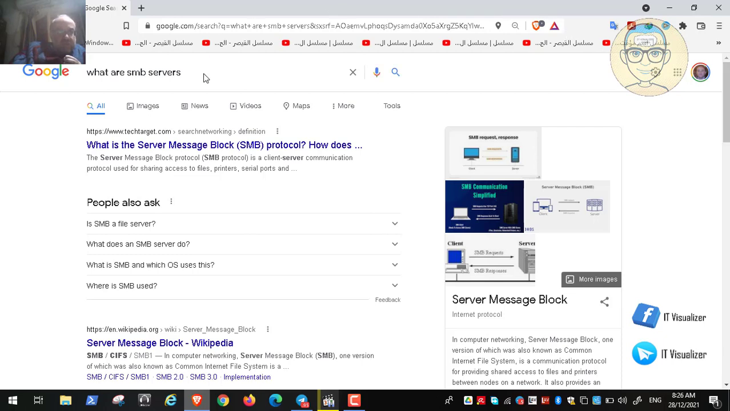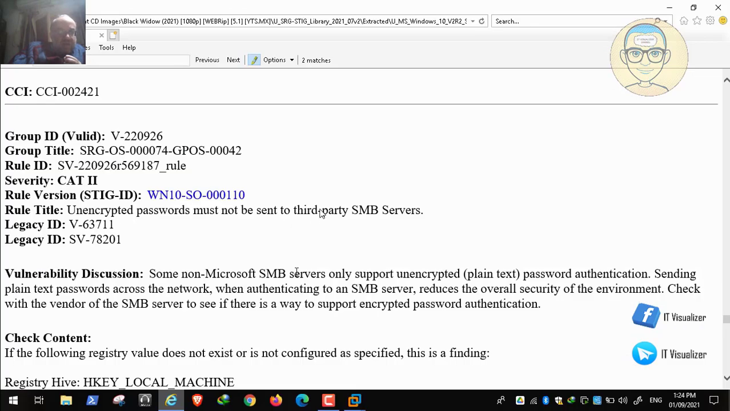Anyway, he's saying that we need to take care that if you have third-party SMB servers, especially non-Microsoft SMB servers, passwords sent to the non-Microsoft SMB servers are always encrypted. So it should not be sent unencrypted or in plain text. Sending plain text across the network when authenticating to an SMB server reduces the overall security of the environment.